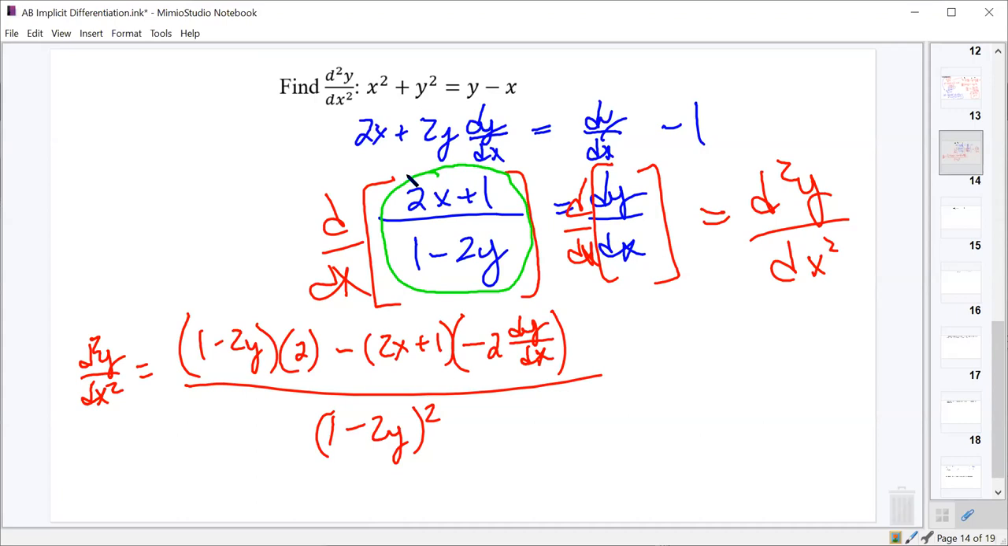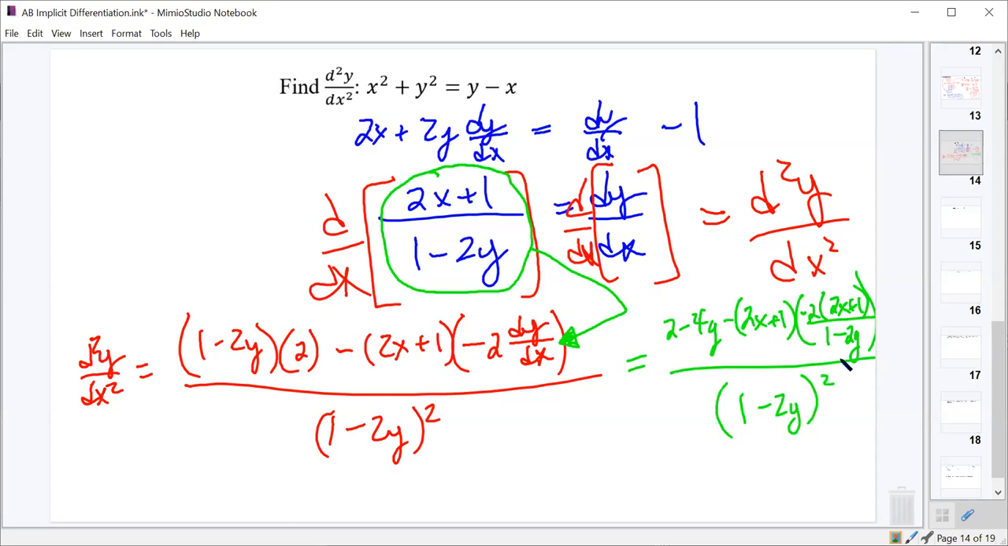Isn't that thing right there that I just circled dy dx? Can't I just replace dy dx with that? The answer is yes, yes, I can. And so I will. So we end up with 1 minus 2y times 2, or 2 minus 4y, minus this 2x plus 1 times negative 2 times 2x plus 1 over 1 minus 2y, all over 1 minus 2y squared. Everybody good with that? Any questions on that?